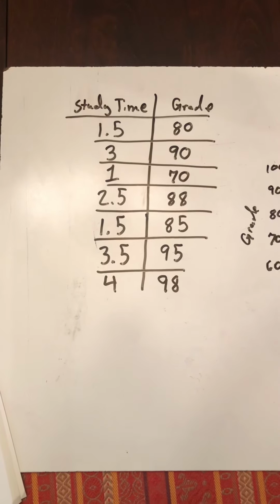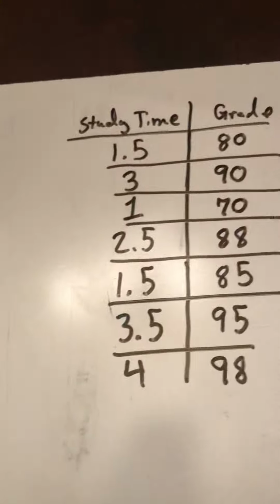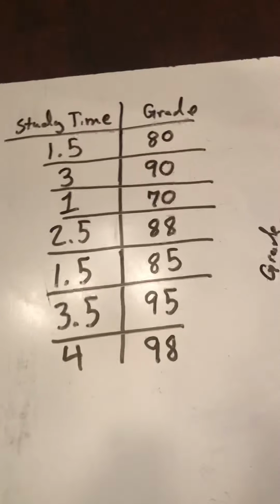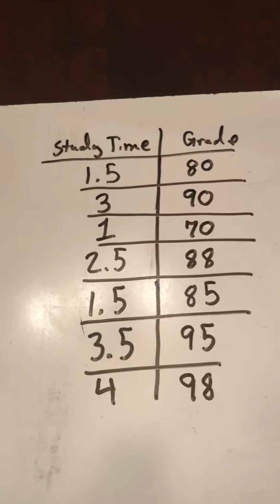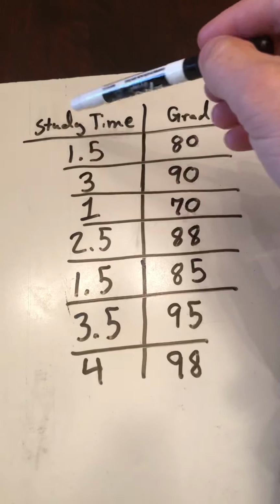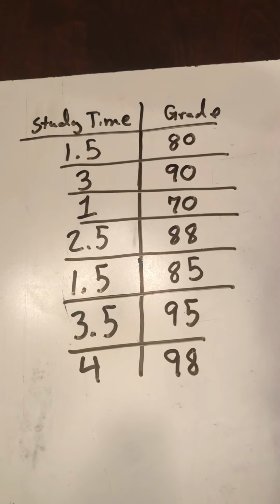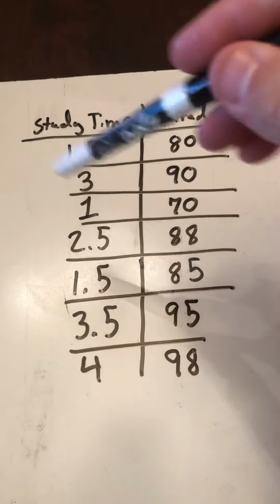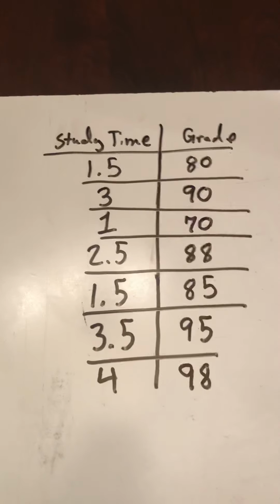Okay guys, today we're going to make a quick video about scatter plots. Scatter plots use something called bivariate data. Bivariate data is simply you have two variables in your data. In this case, what we're looking at here is going to be study time versus your grade.